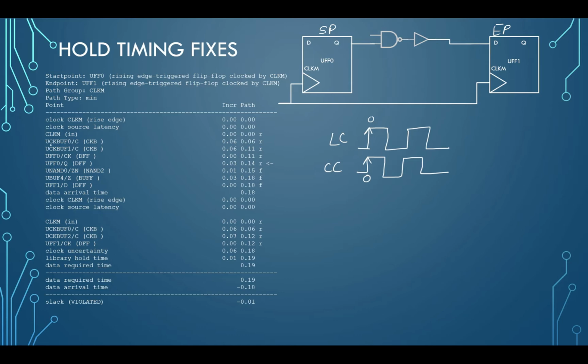So let's say there is UCKbuff0/C, a buffer with 60 PS of delay. Let's assume there is one buffer and one more buffer, so buff0 and buff1, two buffers of 60 PS each. Let's mention that number here for reference. So your clock network delay until it reaches the UFF0/CK pin is a total of 120 PS. In the report, till this point the delay is approximately 110, after rounding.